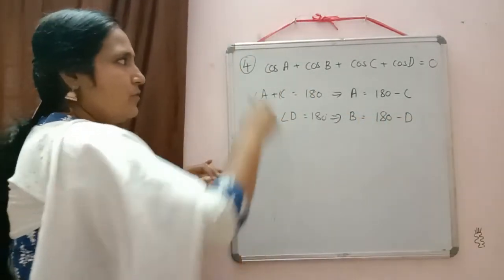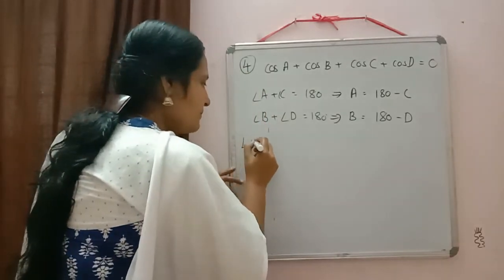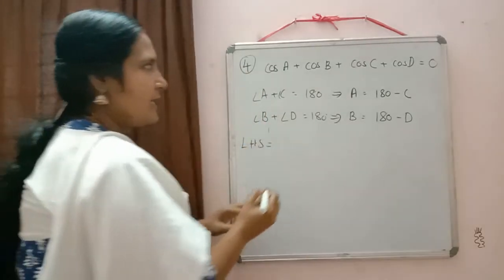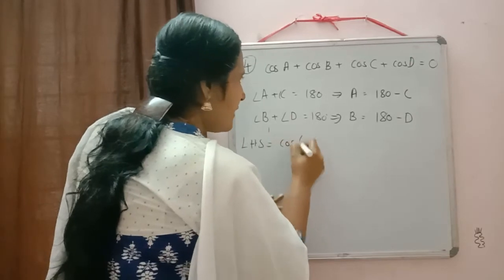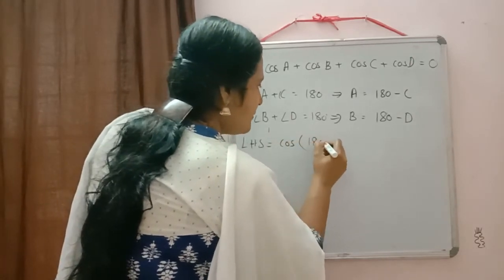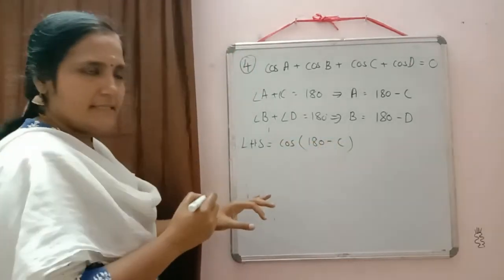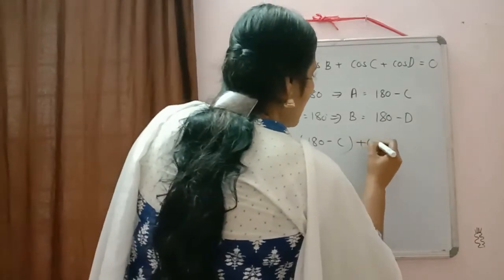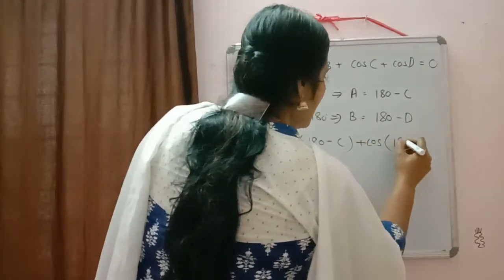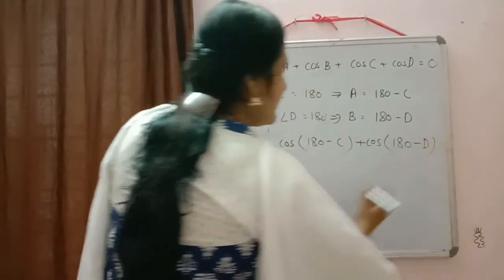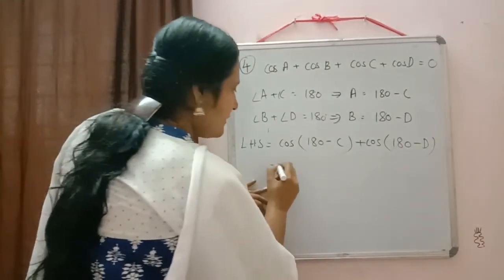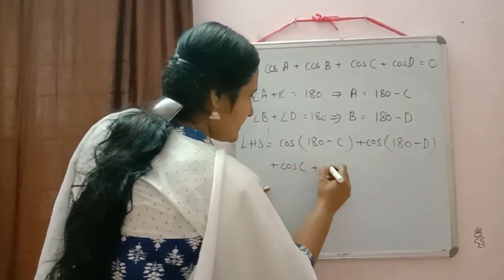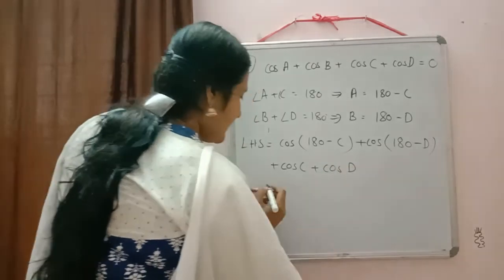Now what will we do? We will substitute the value in the left hand side. In the left hand side we have cos A. So in place of A I am going to write 180 minus C, plus cos B. In place of B we are writing 180 minus D. And cos C and cos D just write down as they are. Again, don't write equal to 0 there.